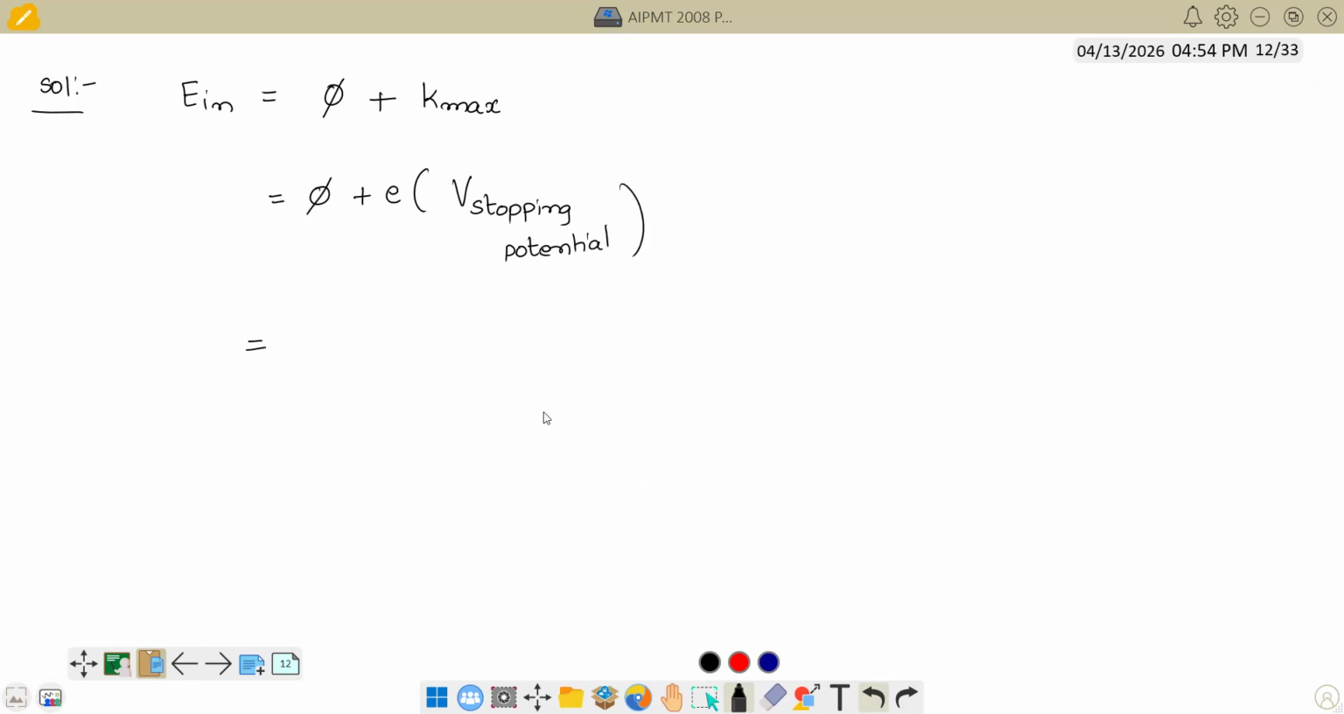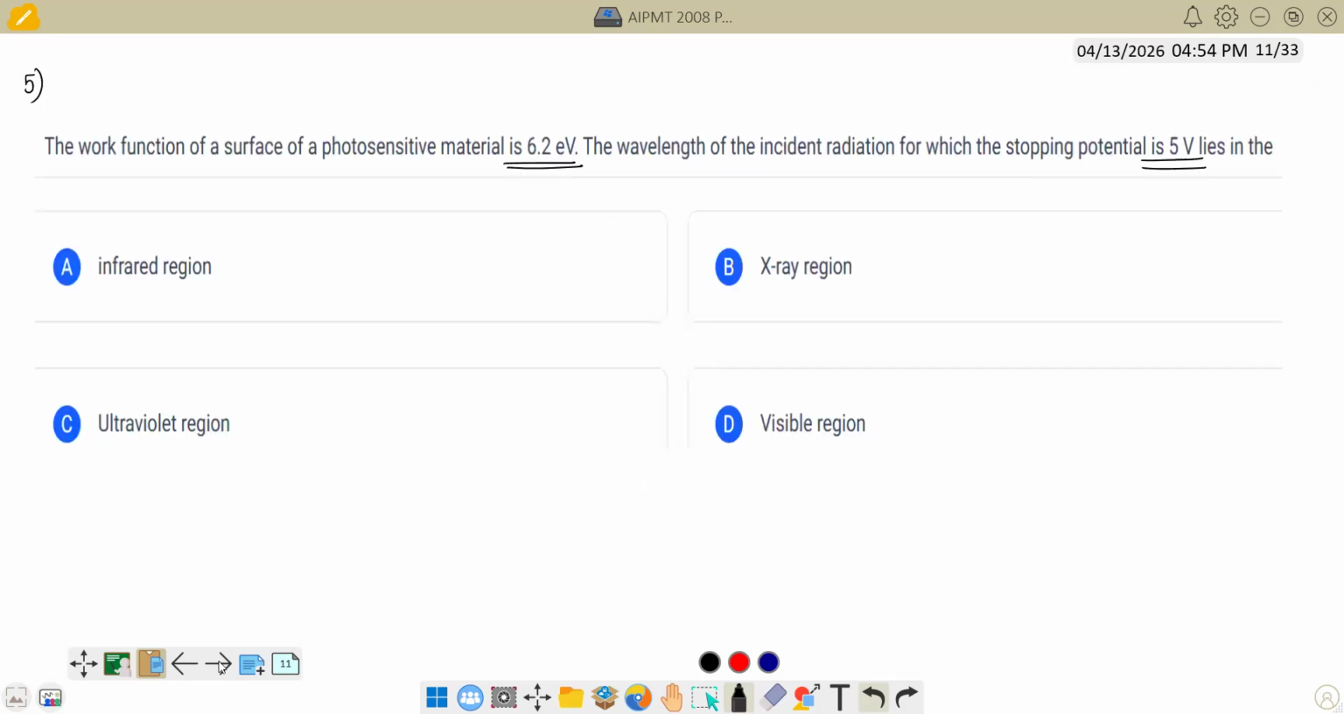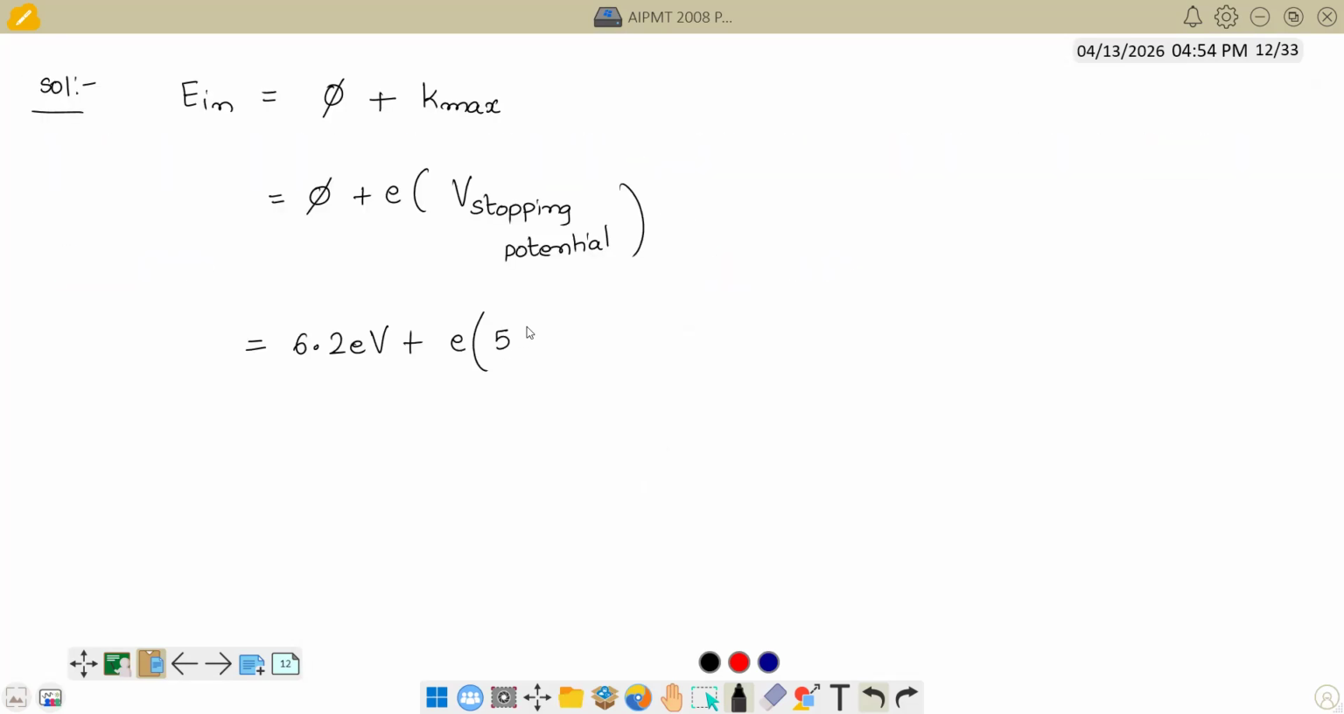So the work function is given as 6.2 electron volt, plus e into the stopping potential, which is given as 5 volt. So basically we get 6.2 eV plus 5 eV, so we get 11.2 electron volt. So the incident photon has an energy of 11.2 electron volt. We need to find its wavelength.